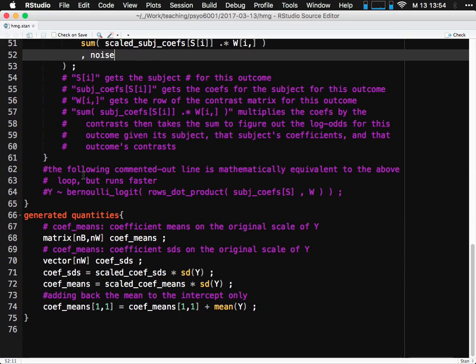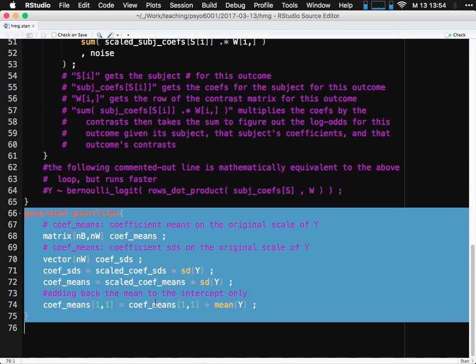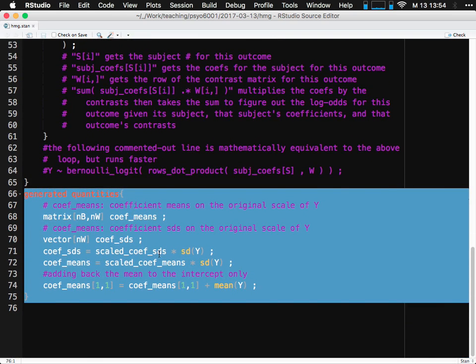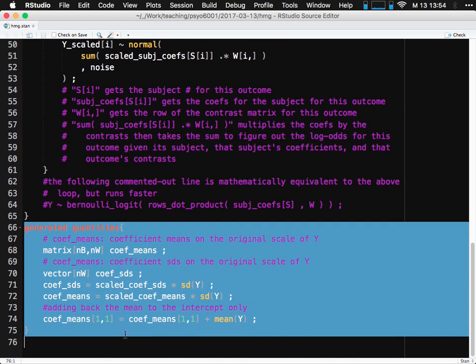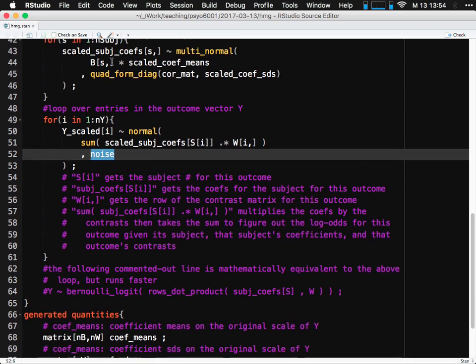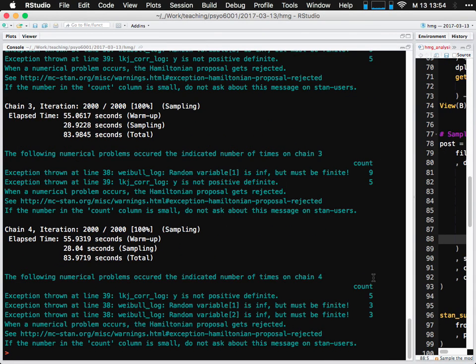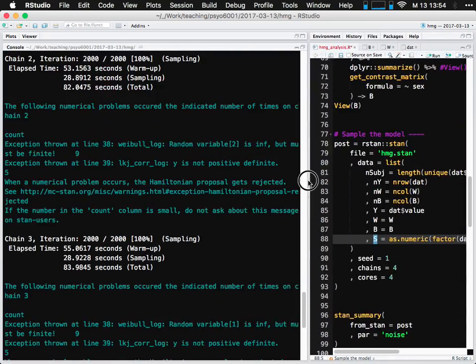We then have a generated quantities block where it figures out the unscaled versions of the things that we're interested in, the coef means and the coef SDs. We might be interested in noise. I guess I didn't add that in there. If you wanted to get out the unscaled measurement of the noise, because technically this is scaled noise. But we can go back and take a look at the output. Take a look at these counts. They're all small, so we can ignore them.